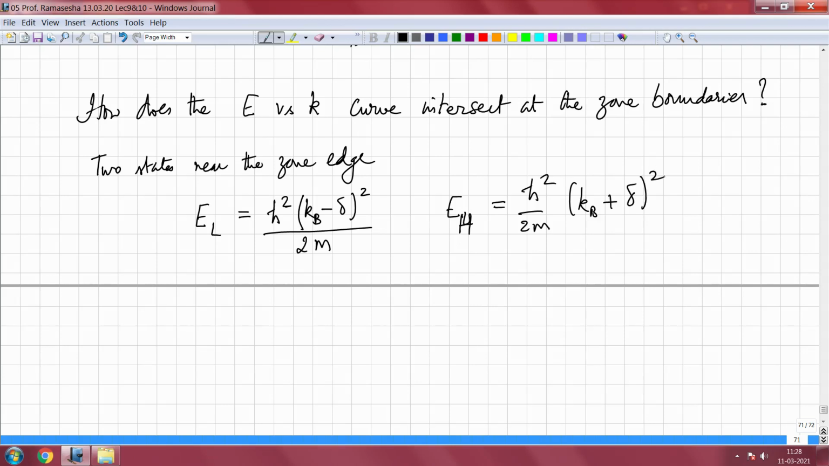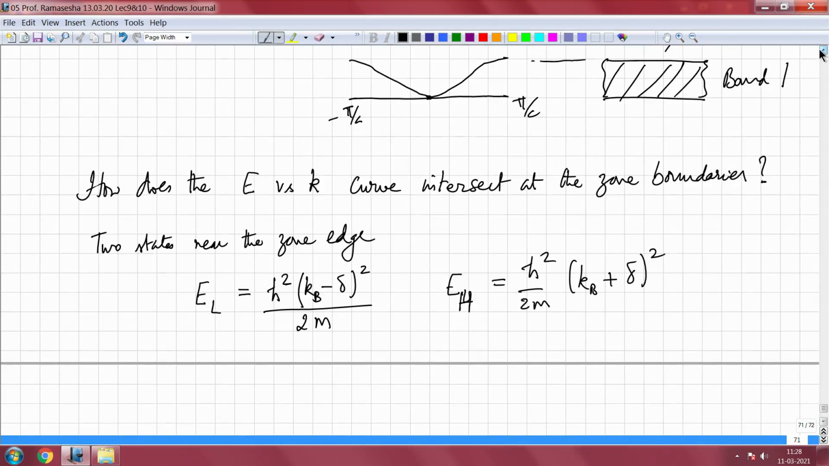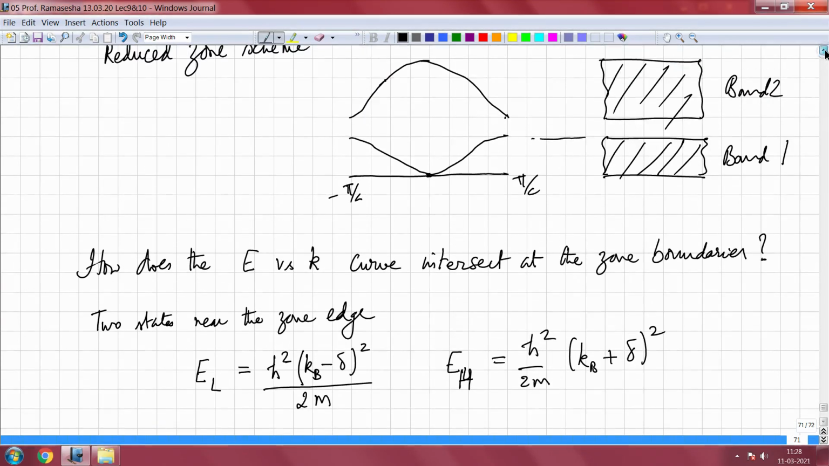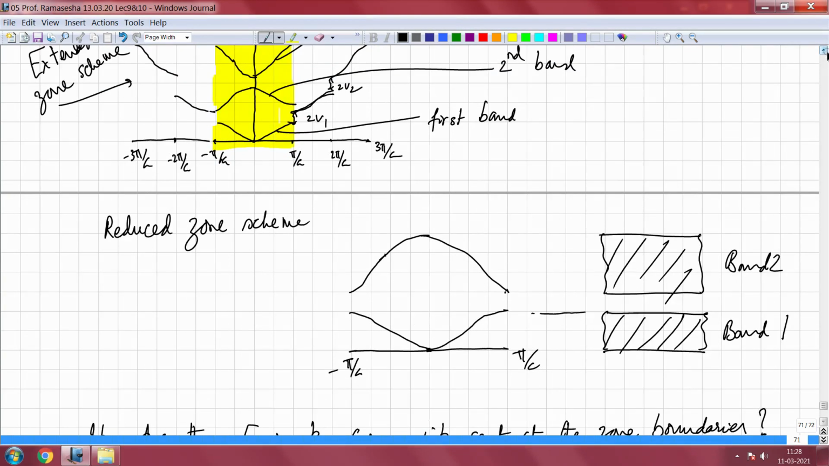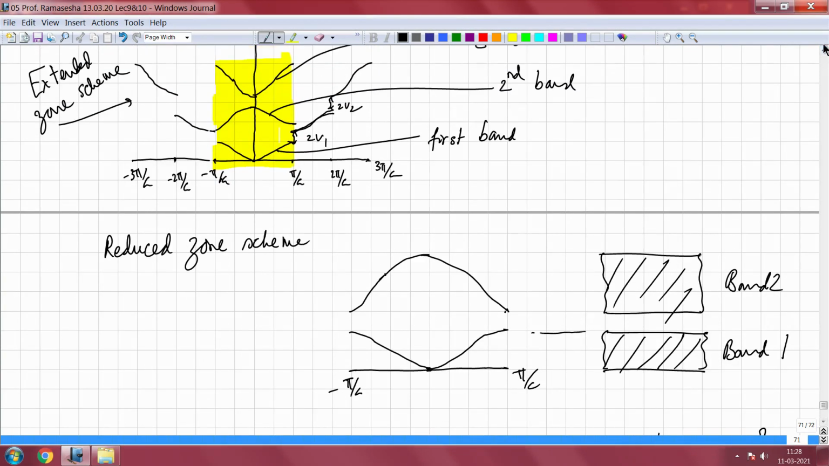So, basically what I am trying to look at is the energy levels which are close to this one, better shown in the extended zone picture. So, I am looking at energy levels which are here, which are the lower energy states, and energy levels which are higher energy states. So, these are the two things that I am looking at. So delta is somewhere close to that. In one case it is minus delta here, and in the other case it is plus delta here.